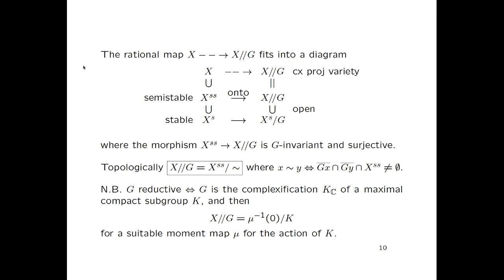So topologically, you can think of this GIT quotient as the semi-stable points modulo this equivalence relation, often called S-equivalence, where two semi-stable points are equivalent if and only if the closures of their orbits meet in the semi-stable set. And you can also describe the GIT quotient in terms of moment maps and symplectic geometry.